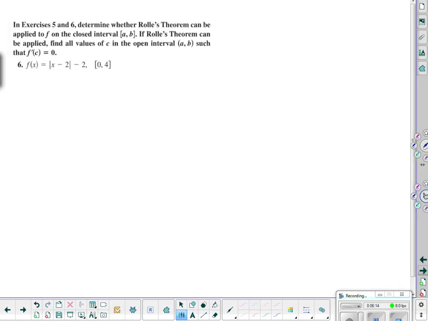Number 6 is talking about Rolle's theorem and things that you should remember about Rolle's theorem.